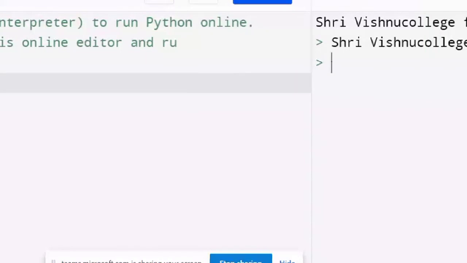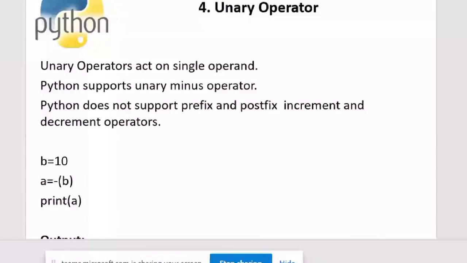Okay, so coming to the unary operators. What do you mean by unary operator? Unary operators are nothing but a single operator, like unary plus, unary minus, or what you can call a complement operator, the tilde operator. And in Python, we don't have pre-increment, post-increment, pre-decrement, post-decrement operators. We got only unary plus and unary minus, as well as complement. That actually belongs to the bitwise operators, but you can also consider it a unary operator.